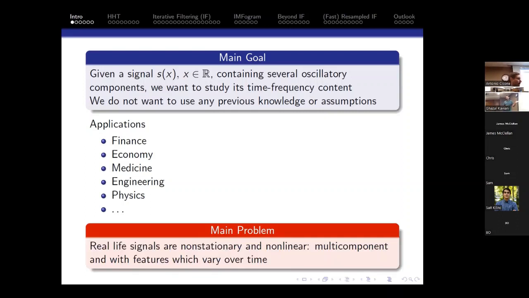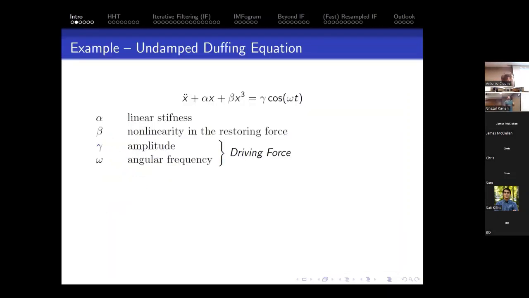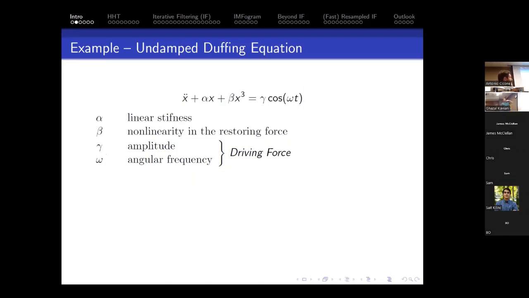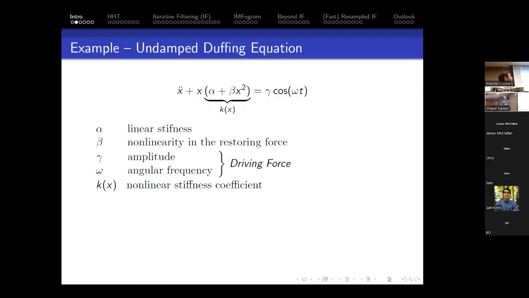The problem is that in real life you have nonstationarities, and these create a lot of trouble for classical techniques, Wavelet, Fourier, or techniques derived from them. So let's give an example. Let's start from a differential equation, which is simple, and for which we know the ground truth. This differential equation is a Duffing equation, which can be reformulated by simply collecting the x variable, so that now we can imagine this part to be a stiffness coefficient which is varying with position.